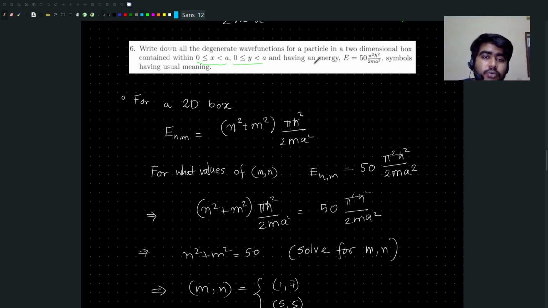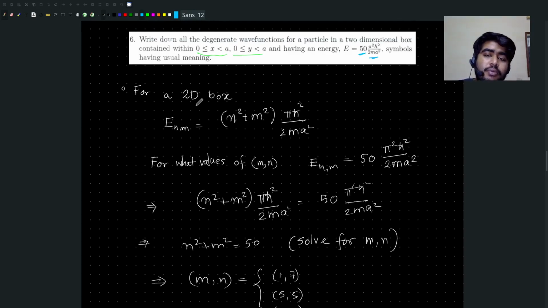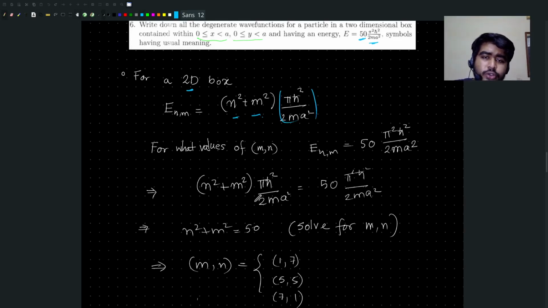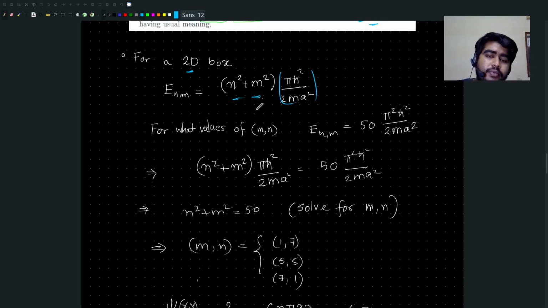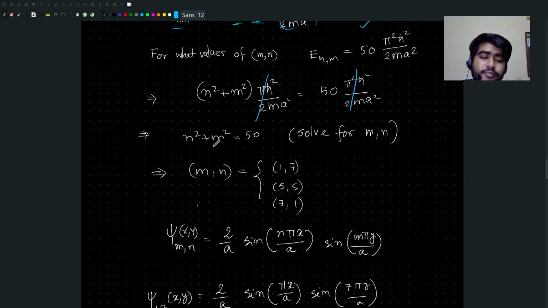Okay, so the energy becomes 50 times pi squared h bar squared over 2m. As you know, the particle in a 2D box has a dispersion like this: n squared plus m squared times this quantity. So you have to find n and m so that my energy becomes something like this. These constants cancel from both sides, and you have to find the solutions so that n squared plus m squared is equal to 50.